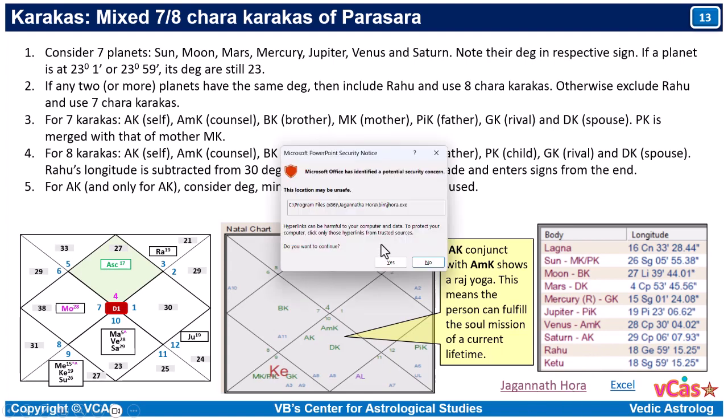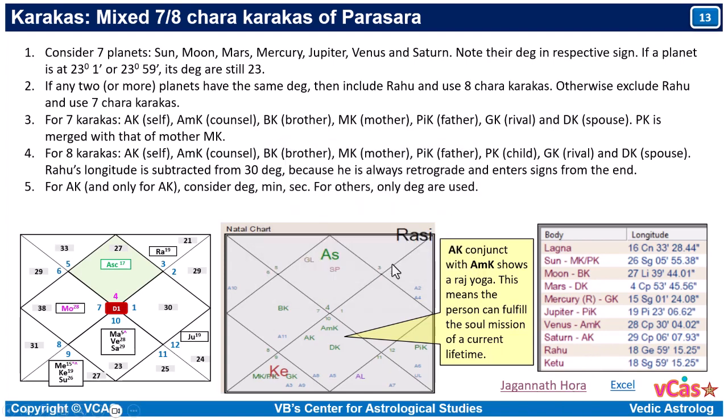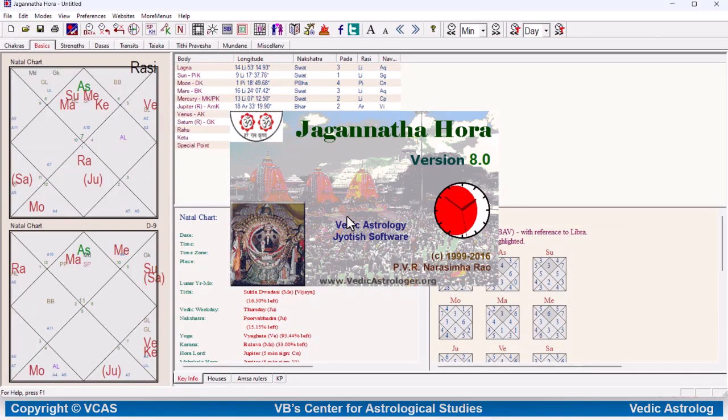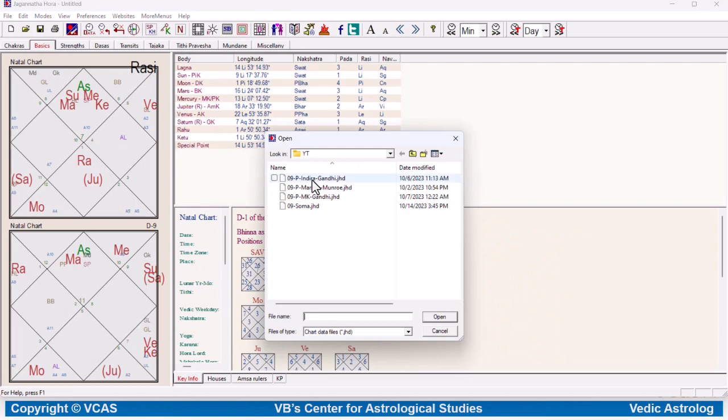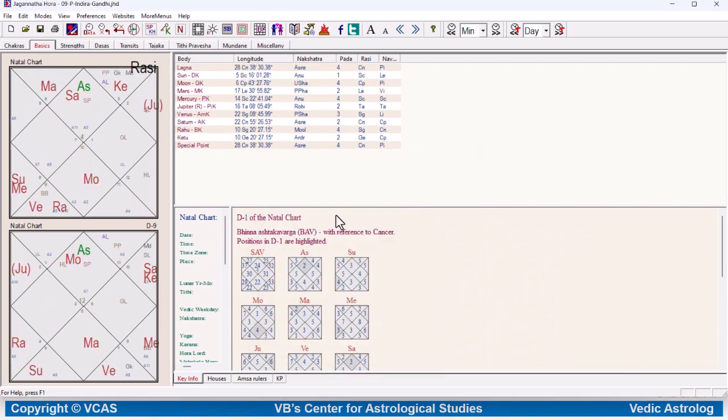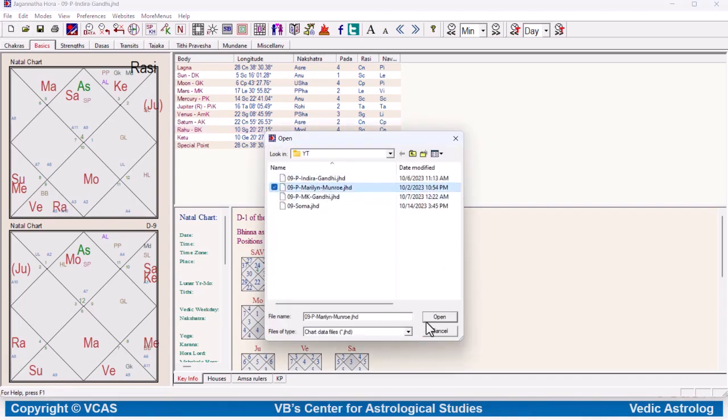Let's look at Jagannath Hora and see if there are charts where this is not the case. So I'm going to bring up some sample charts very quickly. Mrs. Indira Gandhi's chart, and we can see that Saturn and Venus have the exact same degree and therefore Rahu has to be considered. Similarly, I'll open one more.